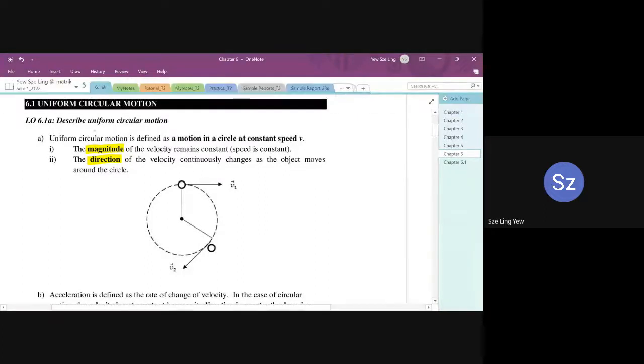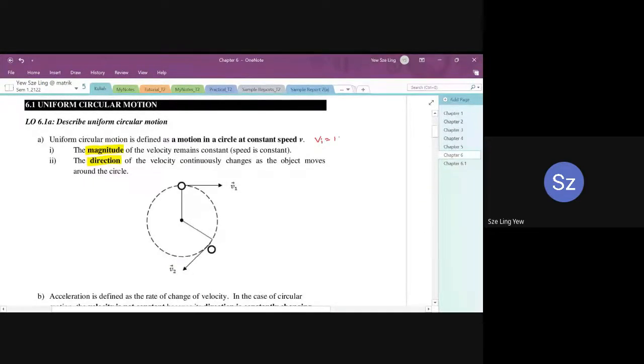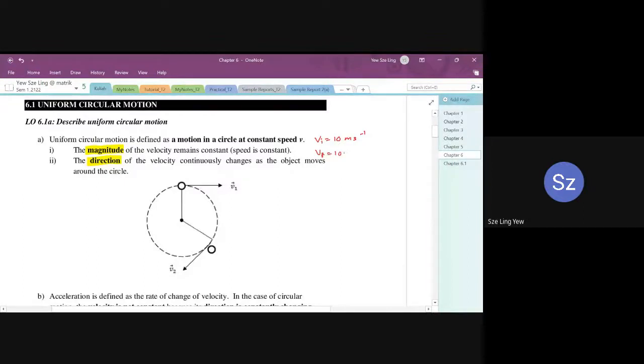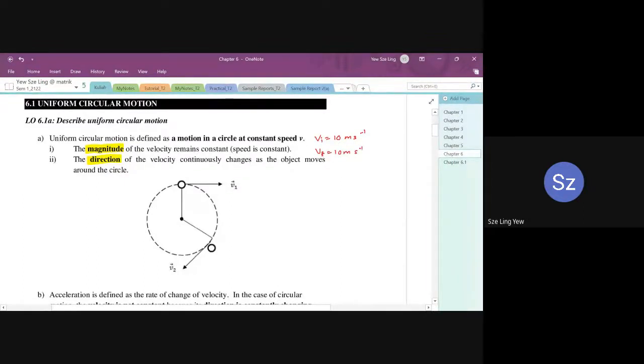First, if an object is moving in a circular motion, uniform circular motion, then we say it is moving at constant speed. So the speed remains constant. For example, if initially the object is moving with V initial of 10 meters per second, then V final is also 10 meters per second. But take note, even though it's still using the symbol V, now this V represents speed, not velocity. So you have to be extra careful with the terms that you're using.